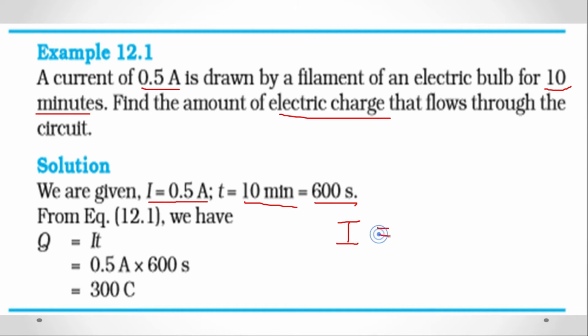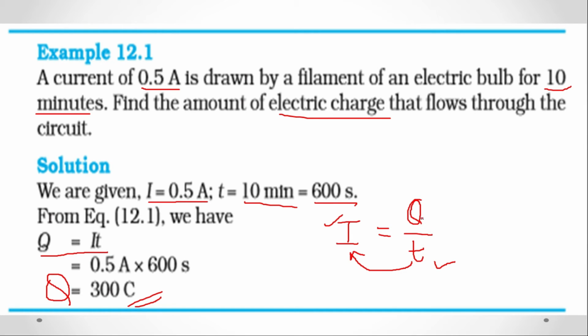Now you know the formula that I is equal to Q by t. From here you are given electric current and time, so you have to find charge. In this equation make Q the subject. Take t from RHS to LHS. The equation will be Q is equal to I t. Now substitute the values of I and t in this equation, then you will get the value of charge, that is 300 coulomb.